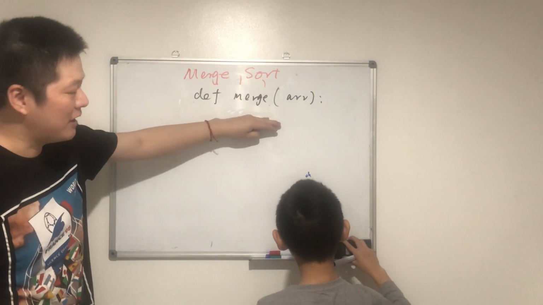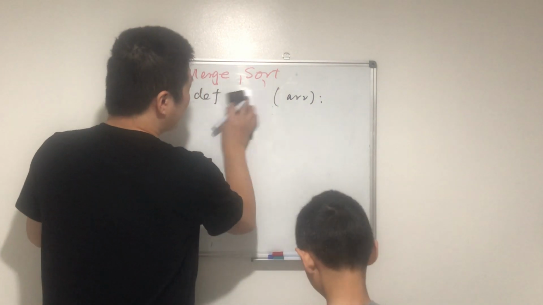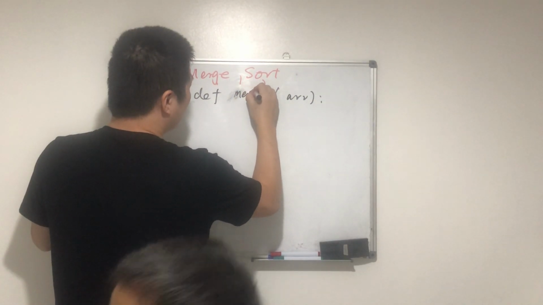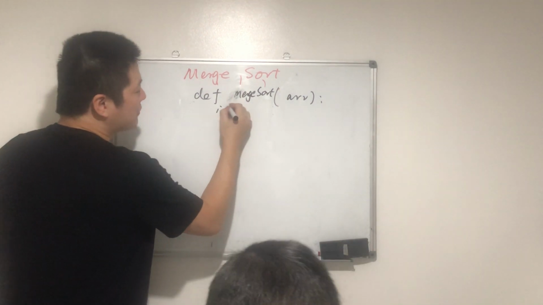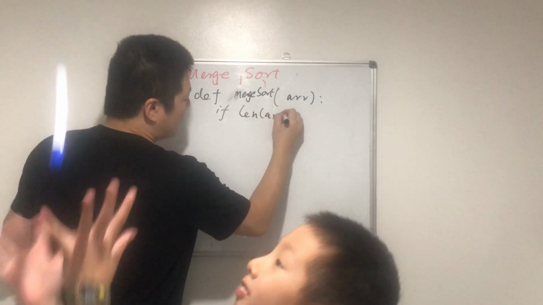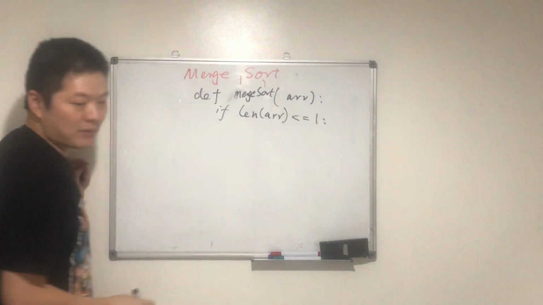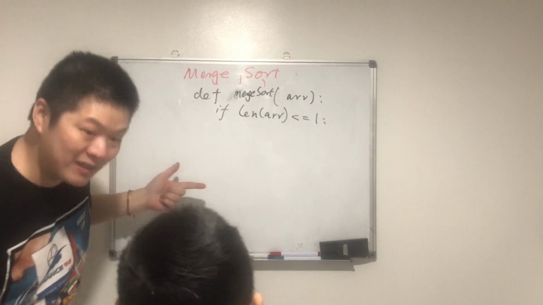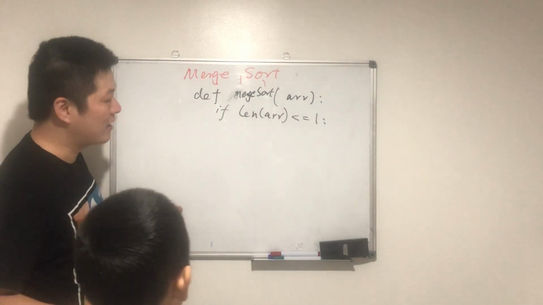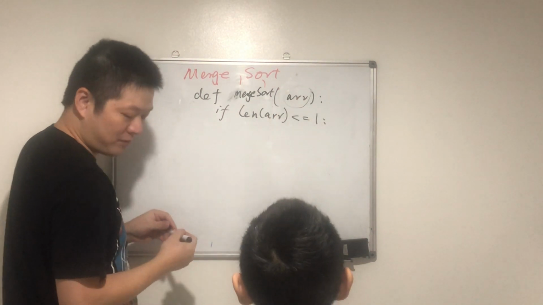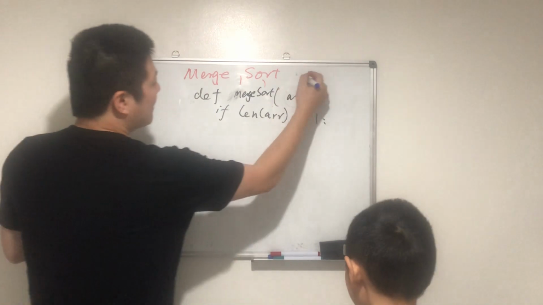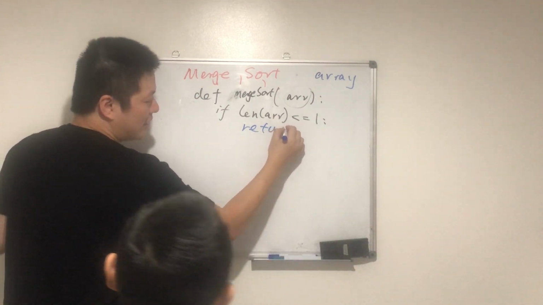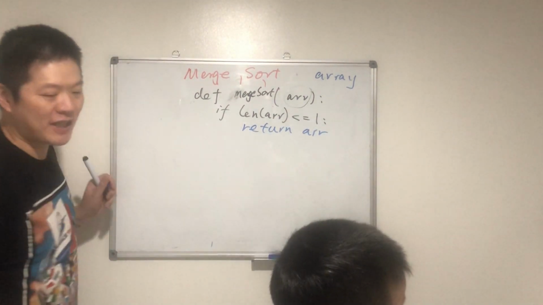If we merge sort this array, to make it simple, define merge sort. Now we need to check if the length is smaller than or equal to 1. If the array is empty, or it's one element, it's already sorted, right? What's arr? Array. So we return the array if it's already one element, right?